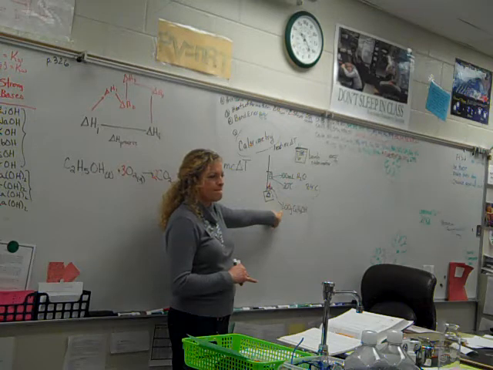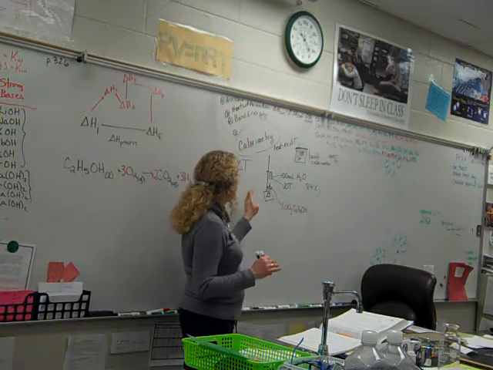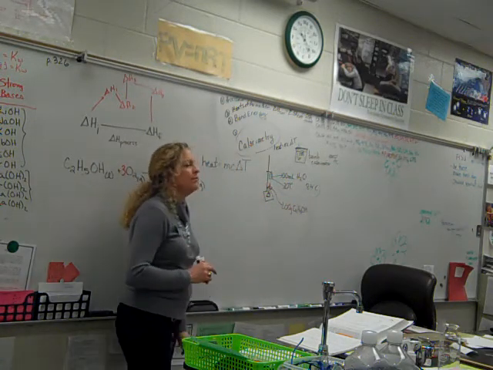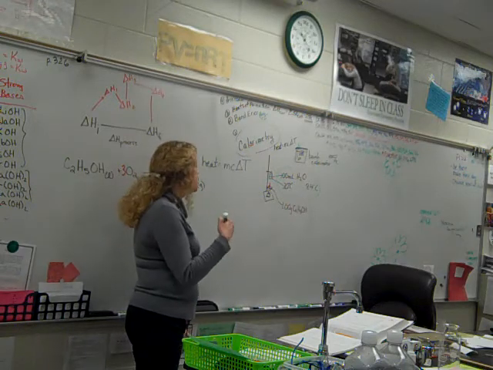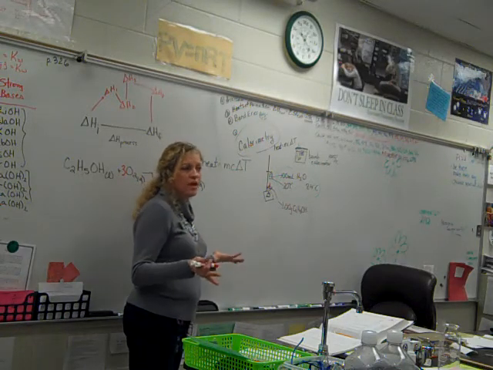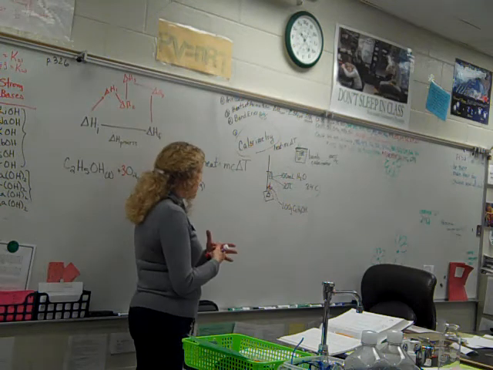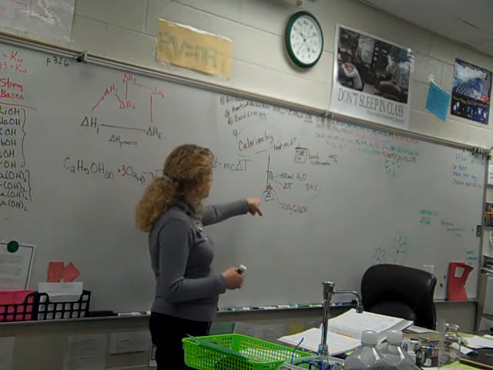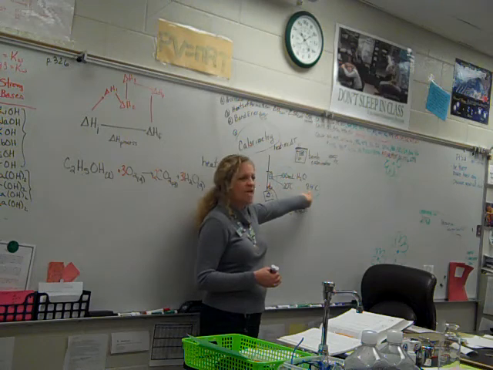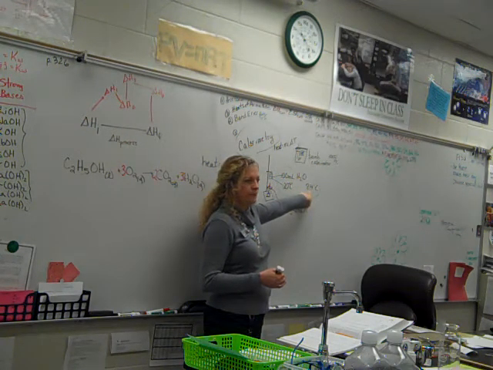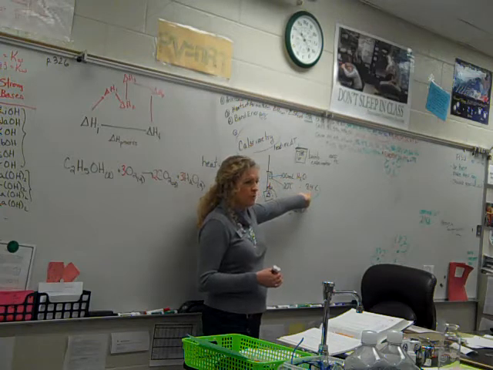We're going to light it on fire. Burn, baby, burn. Okay? And we're going to let the temperature rise until it stops rising. We're going to let all the alcohol burn. And what we find is the final temperature is 84 degrees Celsius. So now we're ready to use our formula.